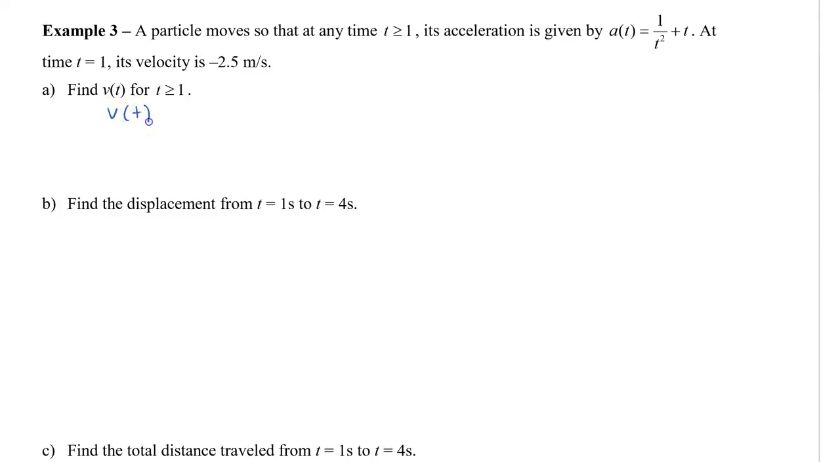So in order to find our velocity, we need to integrate our acceleration. Now, to help you integrate this, it might be easier to think of 1 over t squared as t to the negative 2. So when we do that, we have t to the negative 1 over negative 1 plus t squared over 2, and then plus c. Now we're going to use the information that at a time of t equals 1, the velocity is negative 2.5 meters per second to find our c value. So we're going to plug in 1 for t.